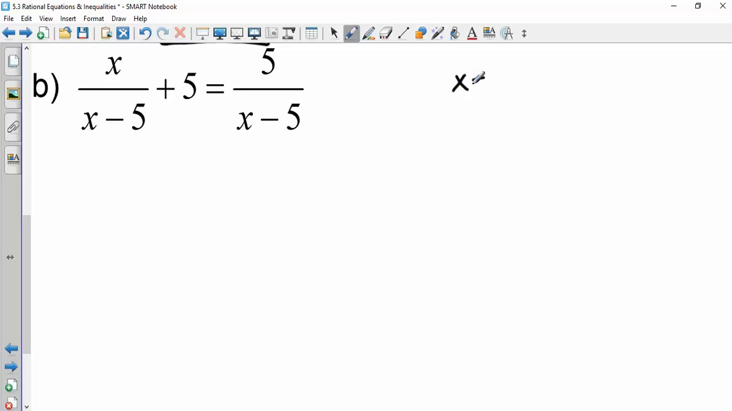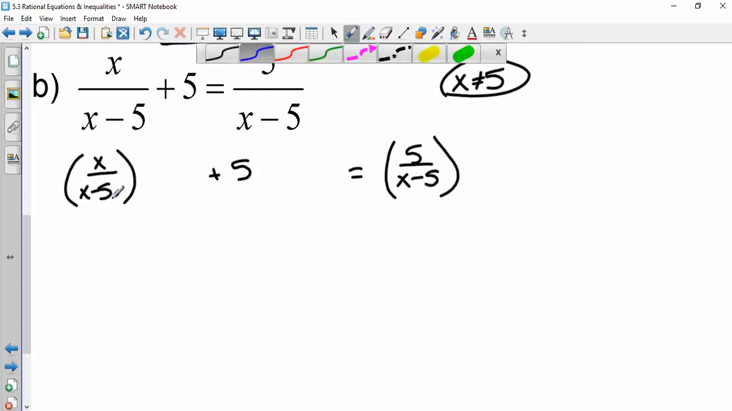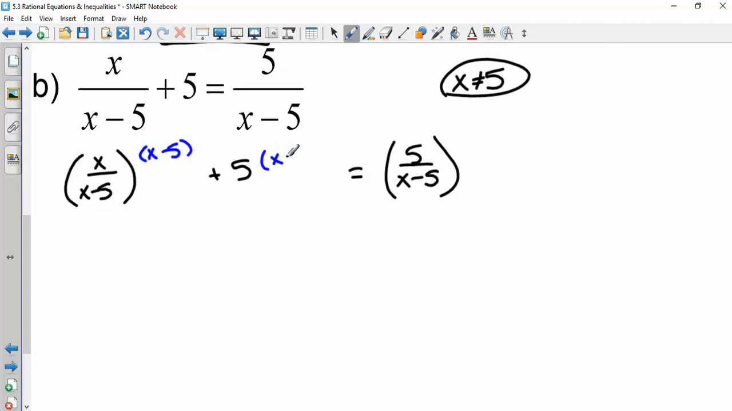What can x not be on this problem? Positive 5. Again, you don't have to rewrite it, I'm just doing that because I need more space. To cancel my first fraction, what do we have to multiply by? x minus 5. And you have to take everything times that. When I do that, those x minus 5's cancel, and so do these. So do we need to multiply by anything else? No, we've got rid of all the fractions.